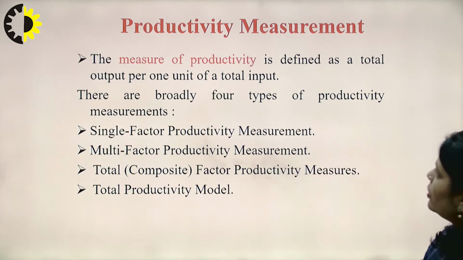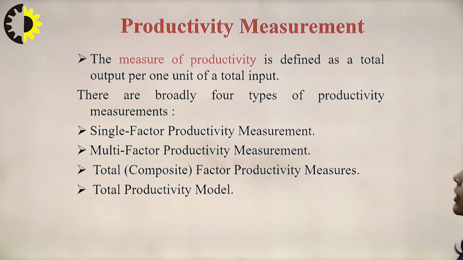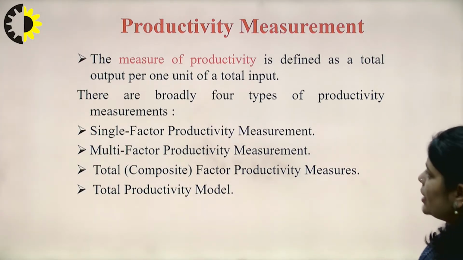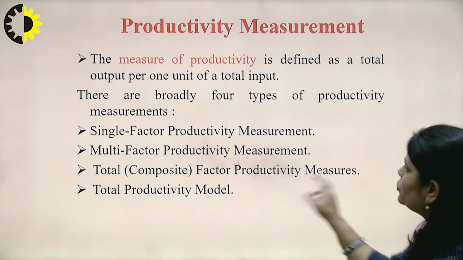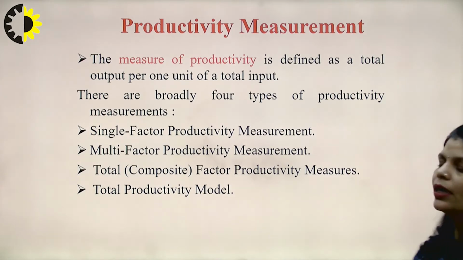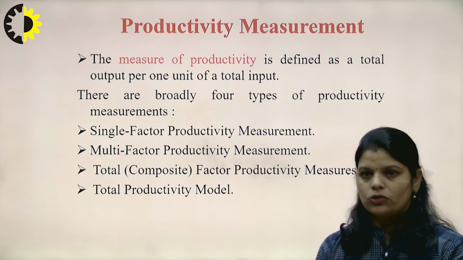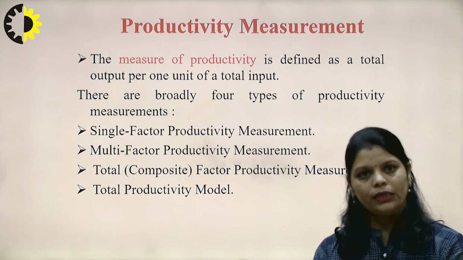Now we have classified this productivity measure into 4 classes. First is the single factor productivity measurement. The second one is the multi-factor productivity measurement. Then we have the total factor productivity measurement, and the last one is the total productivity model. So we will discuss all these measurements one by one in detail.